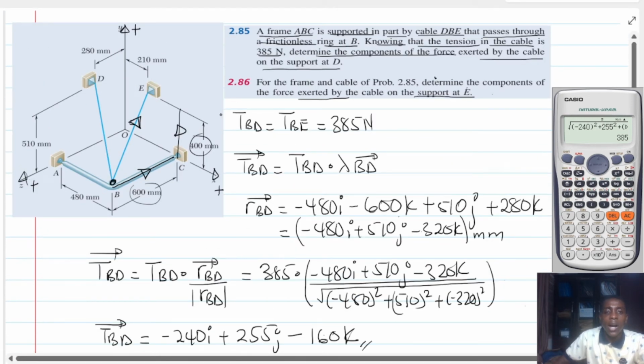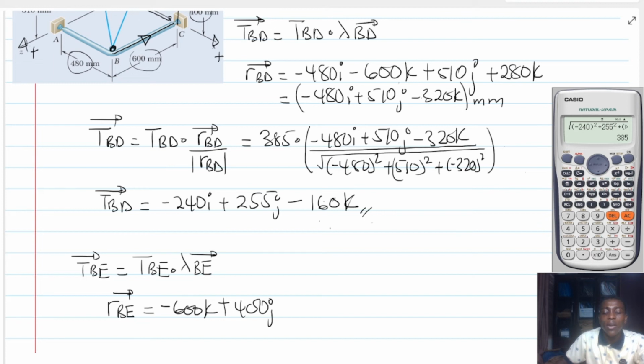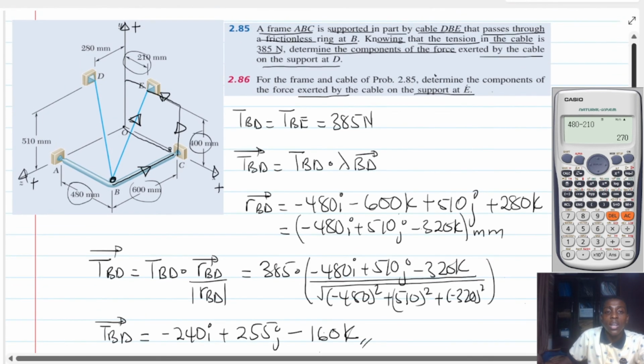And then I would actually come this distance here, which will be against the x. So it's going to be minus. But what is that distance? To be honest with you, the distance from here to here is 480, and then the small distance here is 210. Meaning that if I want this small distance, it's going to be 480 minus 210. And what is that? Let's pick our calculators. 480 minus 210. What is that? 270. So minus 270i.